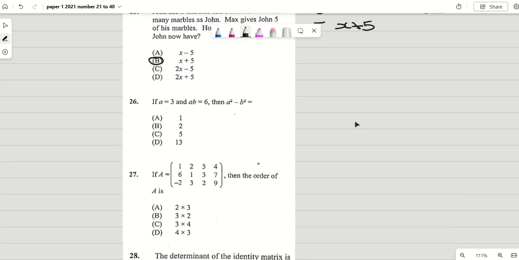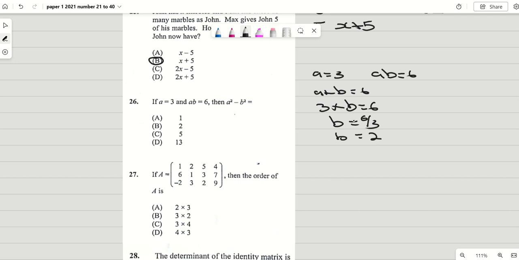Number 26. If A is 3 and AB is 6, then what is A squared minus B squared? So first off, they told you that A is equals to 3, AB is equals to 6. So that means A multiplied by B is equals to 6. So 3 multiplied by B is equals to 6. So B is equals to 6 divided by 3. So B is equals to 2. Right? So we know what is A, we know what is B. So this is 3 squared minus 2 squared. 3 squared is 9 minus 2 squared is 2 twos are 4. So 9 minus 4 is equals to 5.